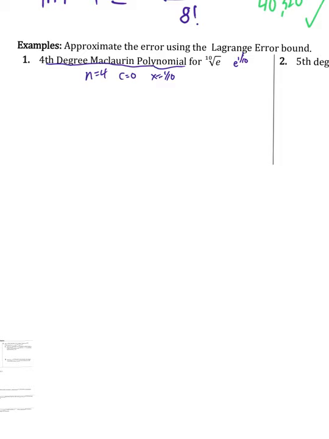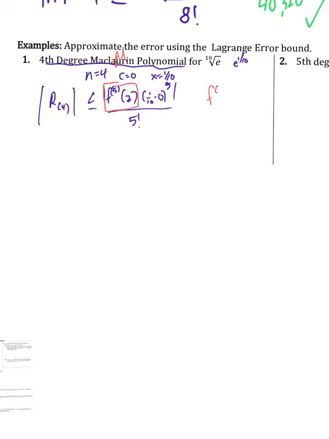So let's go ahead and set up our remainder. Our remainder is less than or equal to the fifth derivative of f at z, more commonly you're going to see a z here, times x, which in this case is 1/10 minus 0 to the fifth power. All of that's inside absolute value over 5 factorial. So in order to complete this, I need to find a value for M, which is just this right here.